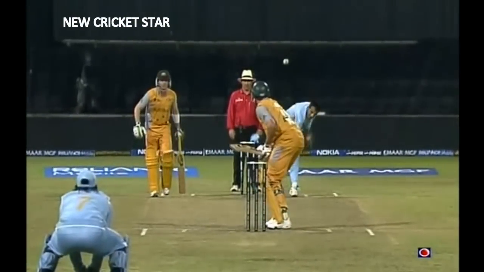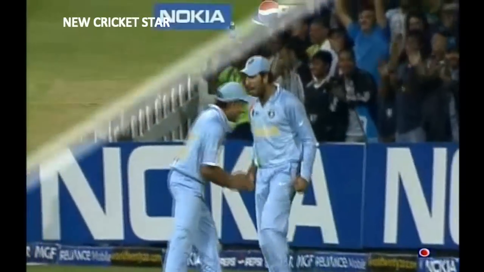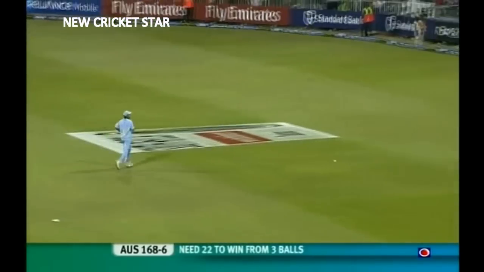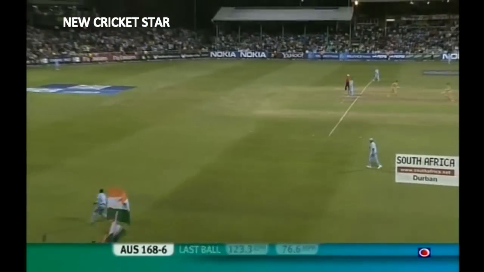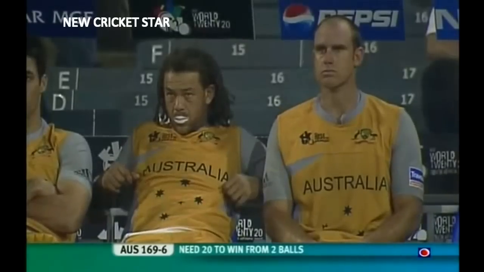What pitches we're bringing you, can you believe it? Australia are going to go down. And Yuvraj Singh yet again into the action. He's pumped. He is pumped. Swung away leg side. Come back for 2, a leisurely 2. Australia know now they're not in the final.